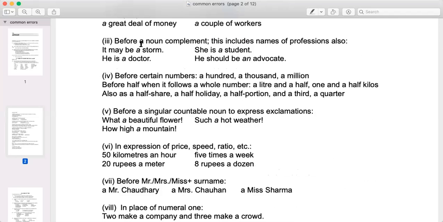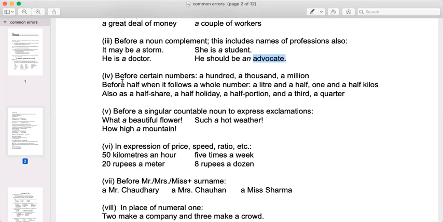Third use is before a noun complement. This includes names of professions also. It may be a storm. She is a student. Her being a student is complementing the common noun. He is a doctor. Being a doctor, the profession of doctor is the indicator of his identity. He should be an advocate. This is because this means he is possessing the qualities of an advocate.